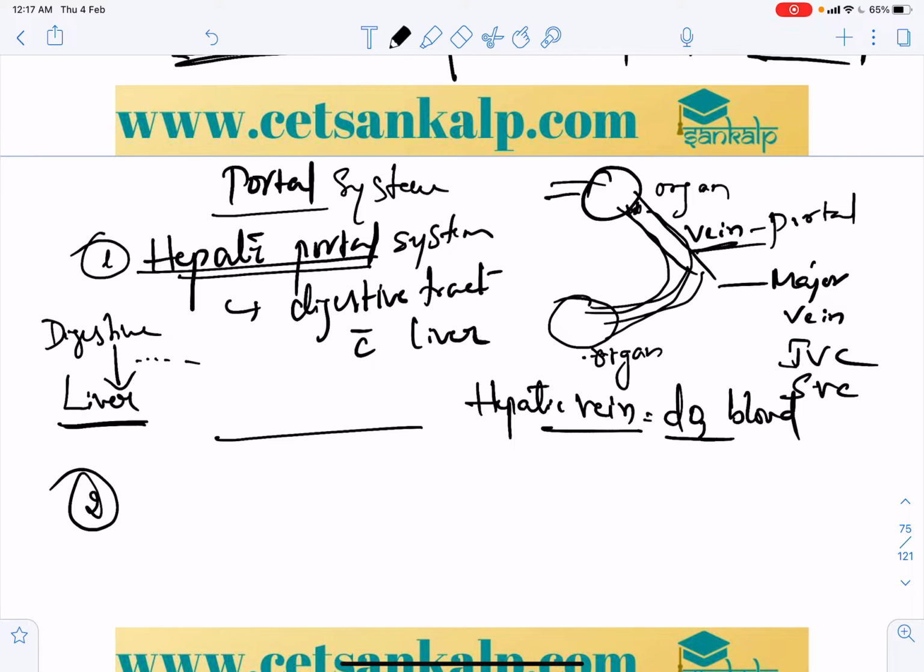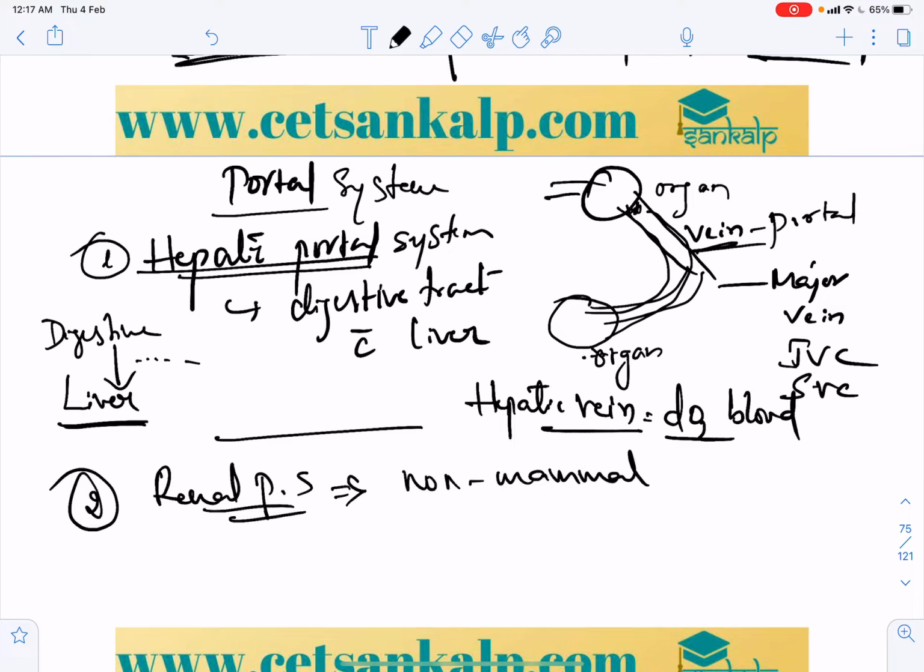Next we have the renal portal system, which generally connects to the kidney. We know there is a renal artery and a renal vein. The renal portal system is present only in non-mammals. It is absent in mammals.